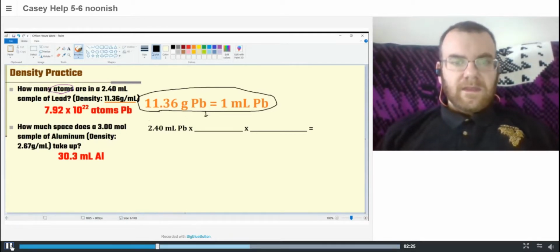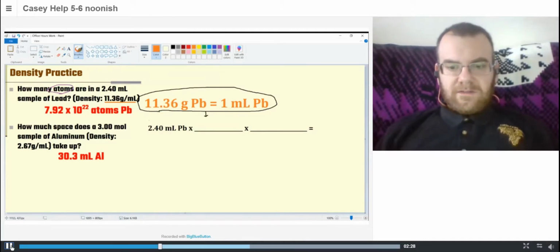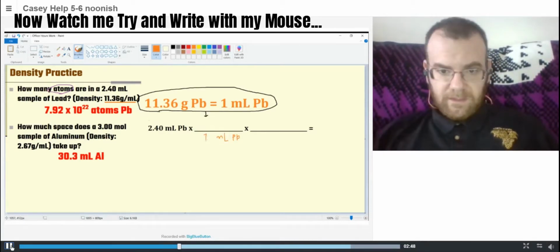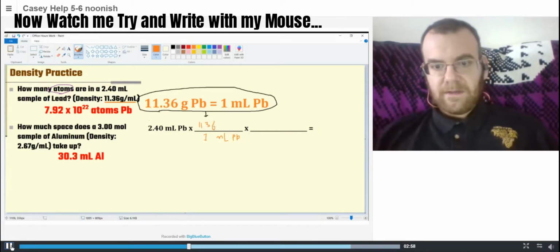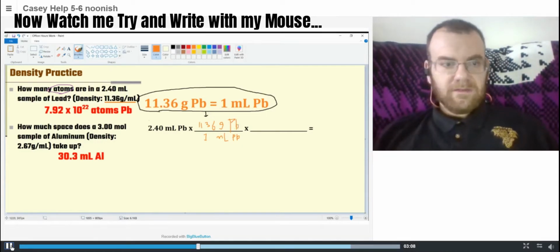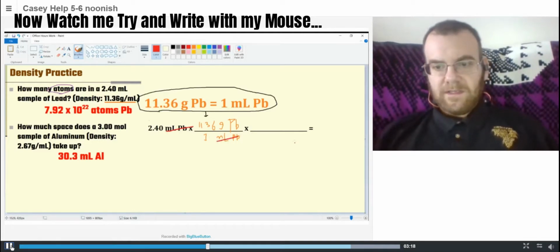So we take our milliliters of lead and we bring that down, lead there, and we have 11.36 above. I should just copy and paste it. It probably would have been easier. That's okay. All right, now we're in grams of lead. Milliliters are going to cancel, and we will be left with something much more useful. So milliliters cancel. You're left with grams. So we're going to put grams at the bottom.